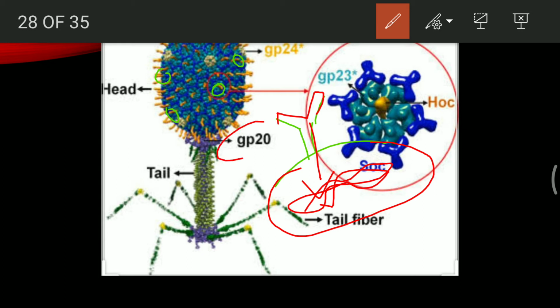Now GP, you all can see it is a glycoprotein, and numbers are given 20, 23, 24. It is just given as such. Now you don't need to focus on all these things. The most important part is that these structures form a typical structural configuration, and it can fit into the receptors which are present on the bacterial surface, and as soon as it gets attached over here, it is taken in by the bacterium, and then transformation occurs in the bacterium itself.